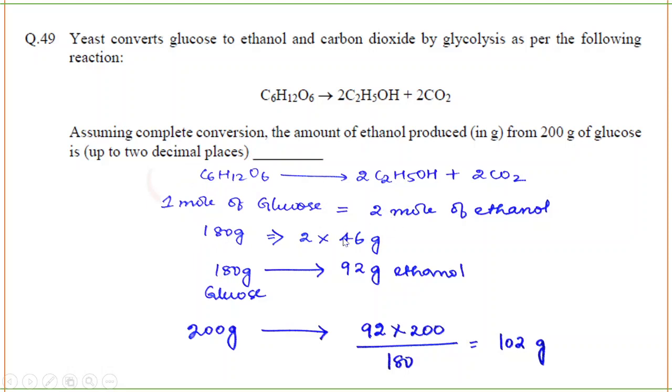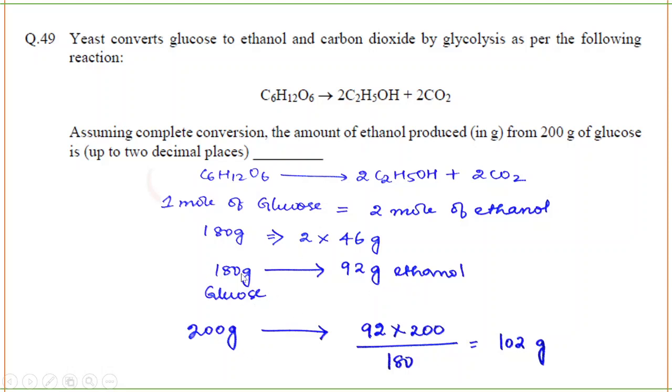2 moles means 2 into molecular weight of ethanol, because you know the formula, moles is equal to weight by molecular weight. So if you want to find the weight, you're going to do moles into molecular weight. That is moles is 2 into molecular weight, that is 46. Here moles was 1, so 1 into 180, it's simply 180. So for 180 grams of glucose, you will get 92 grams of ethanol.